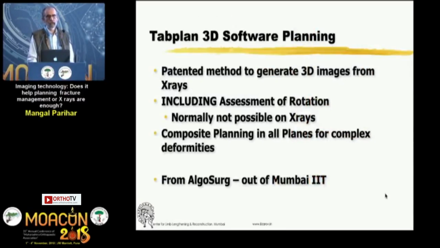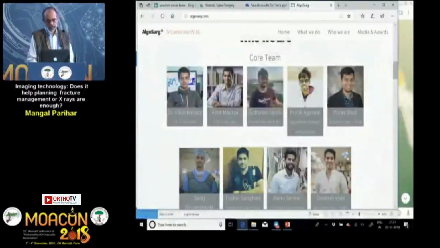So we are now using a software which is kind of in development from a group of Mumbai IIT boys, where you can generate three-dimensional images. You don't need a CT scan. You can generate three-dimensional images from just 2 X-rays, and that includes an assessment of rotation, which till now was really possible only clinically. And then you can use the same thing for planning the deformity correction. This is the bunch of boys, young people who are doing that software.